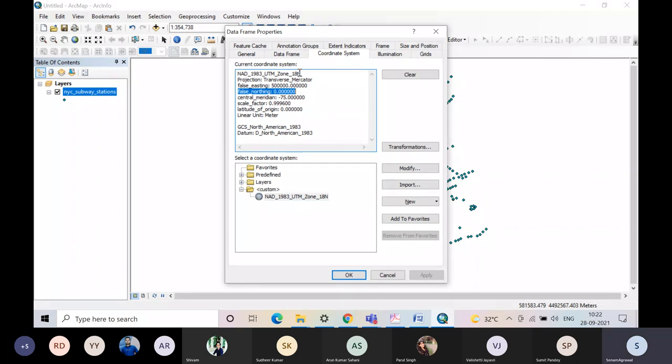It's a very simple question. You already know what the extent of any UTM zone is. It is 6 degrees. The central meridian is at 75 degrees west.